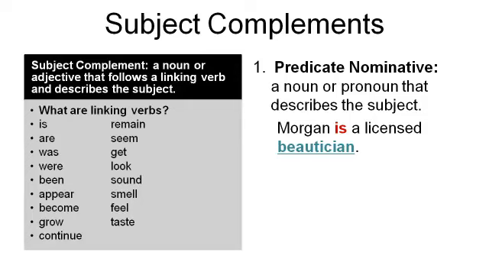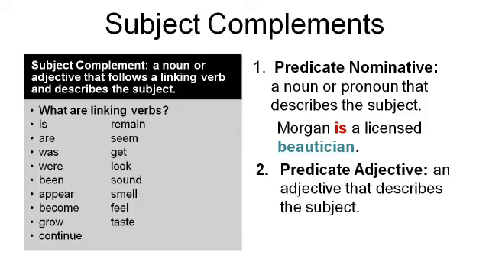Now, in this example, Morgan is a licensed beautician. Is the linking verb, right? That's in the box. Beautician is the complement. The word beautician is a noun that further describes or names Morgan, and Morgan is the subject. Notice that the word beautician comes after the linking verb is, and therefore serves as the subject complement. And more specifically, it is a predicate nominative, which further describes or names the subject. Again, the subject is Morgan.